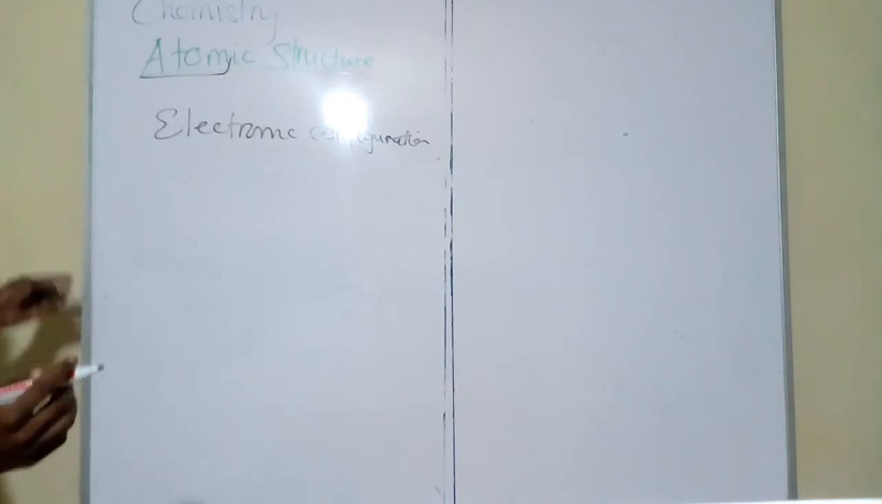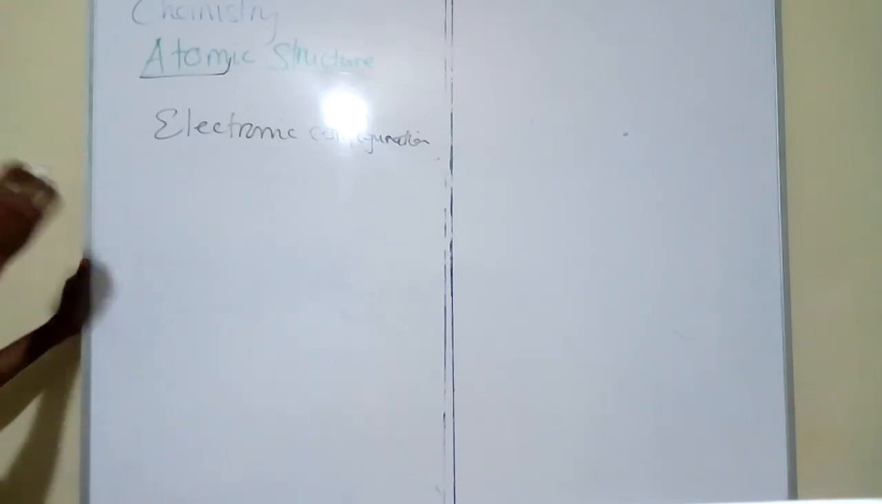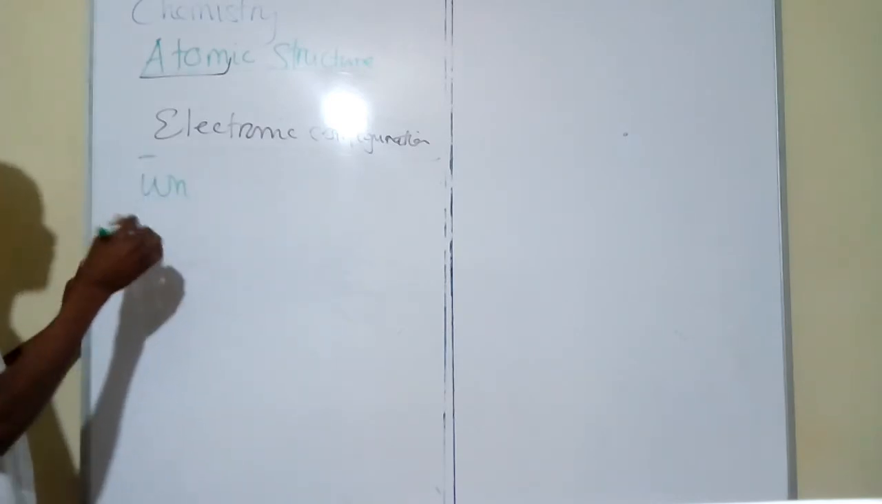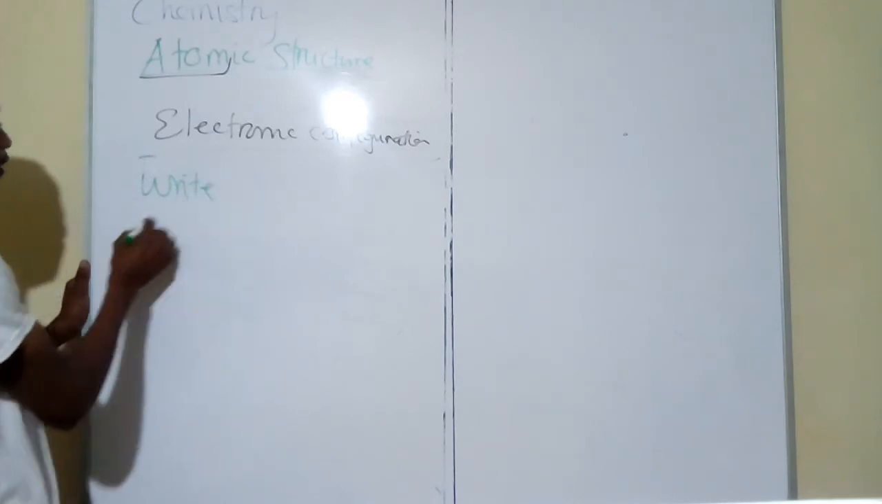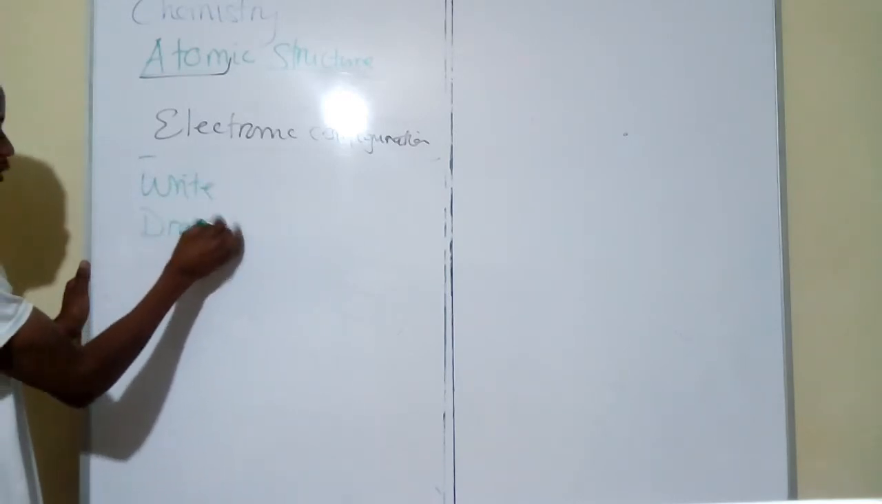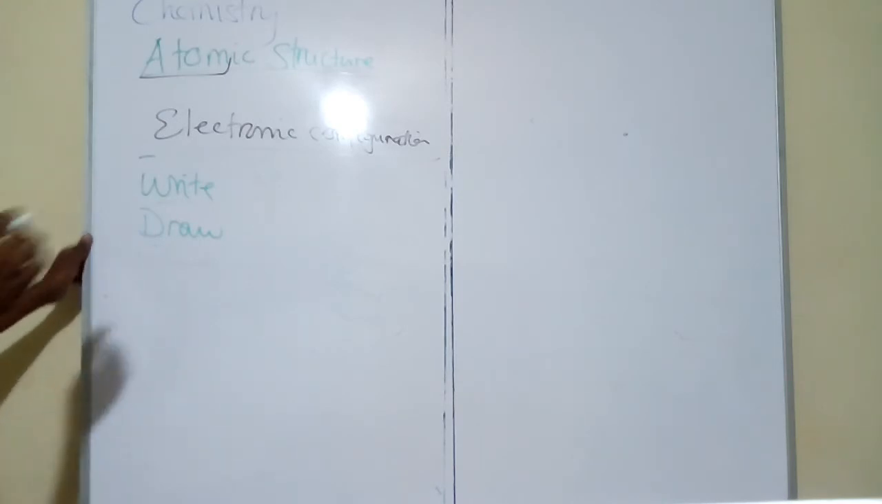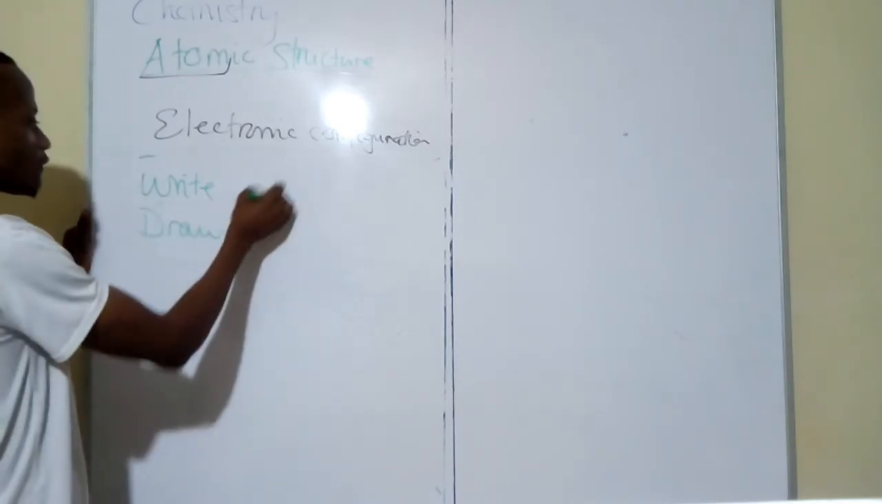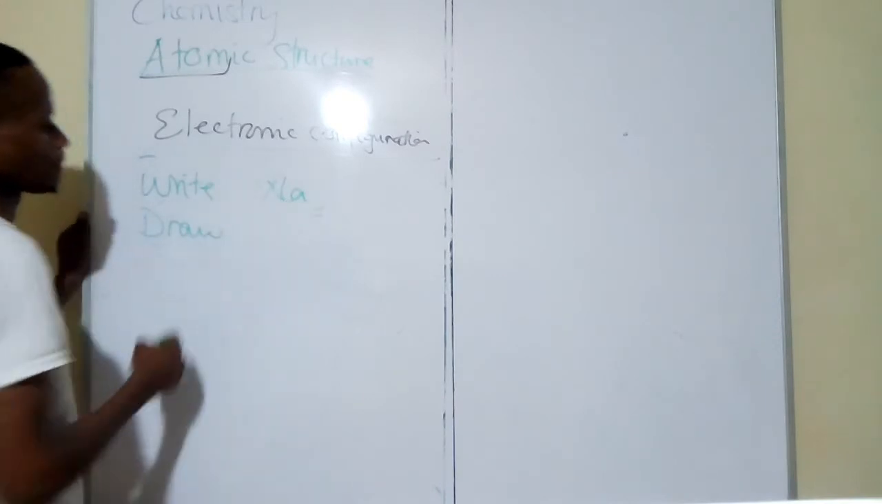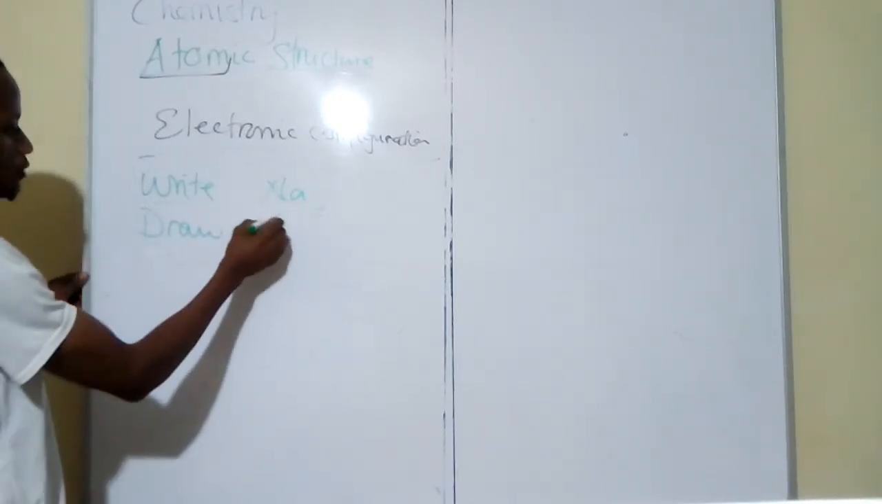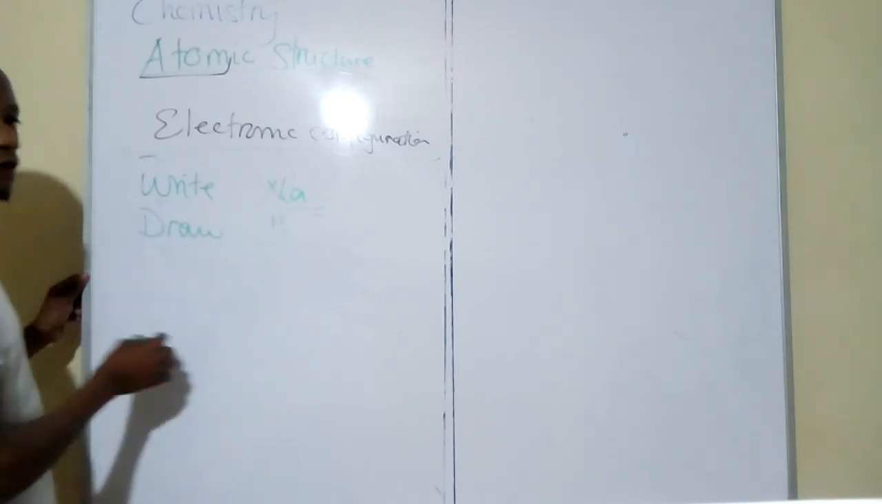So, how do we do that? Now, you understand the concept. You can write the electronic configuration, and you can also draw the electronic configuration. So how do we write it and how do we draw it? If you are writing, for example, the electronic configuration of sodium, we know from the calculation we did that it has 11 electrons.